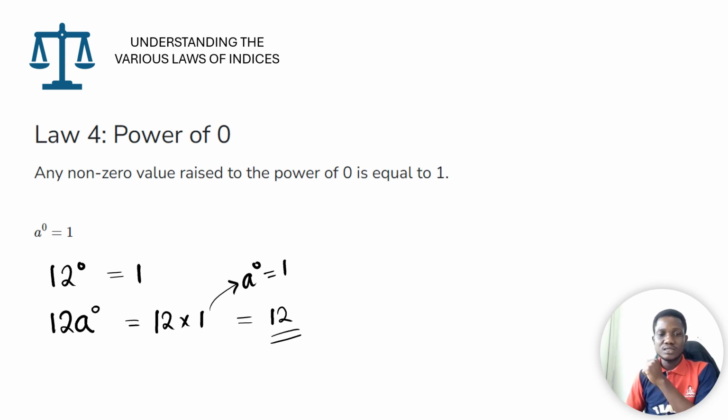Now, it doesn't matter the number, it doesn't matter the base. If the base is even a million, raised to the power of 0, it still gives you 1. If it is a negative value, raised to the power of 0, it gives you 1.